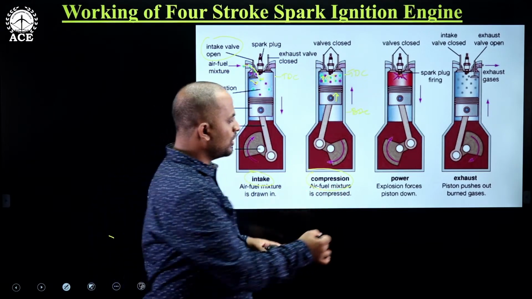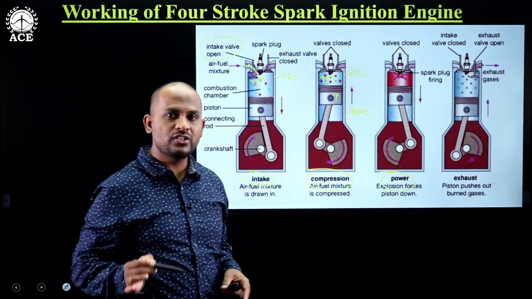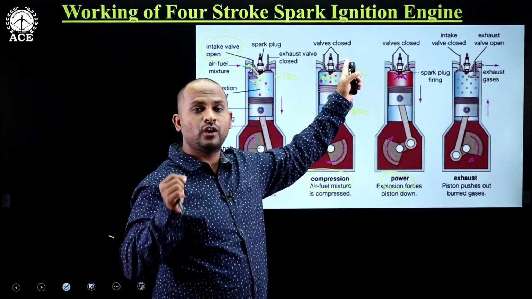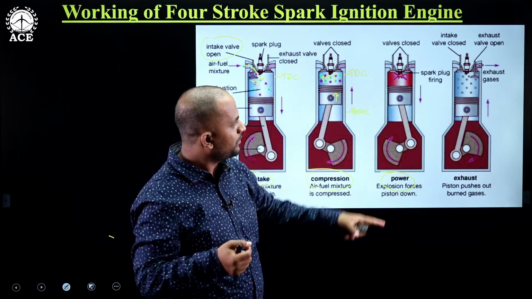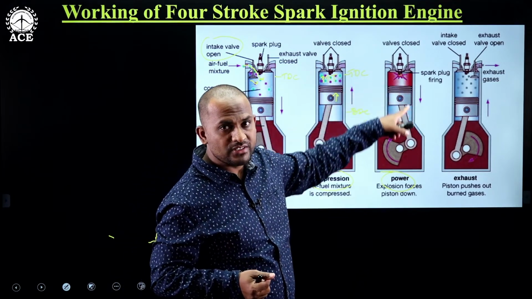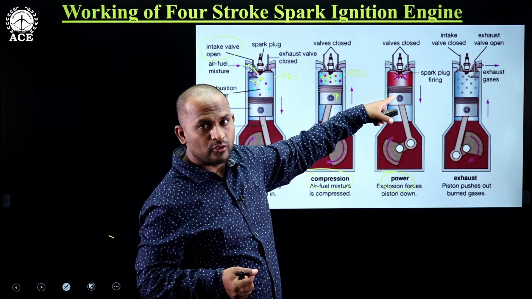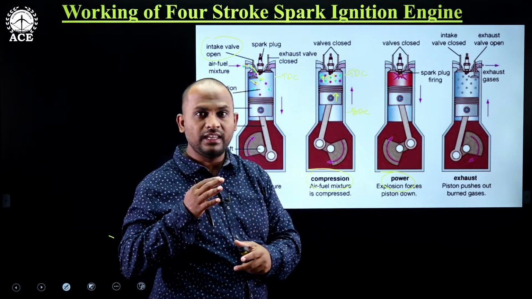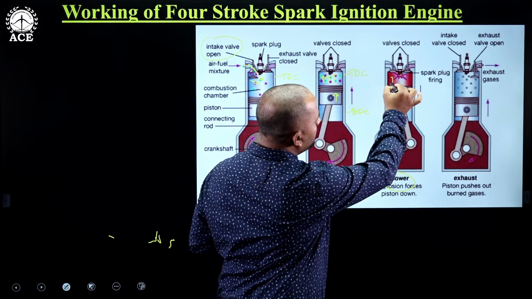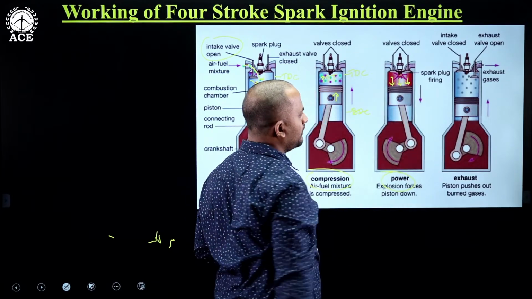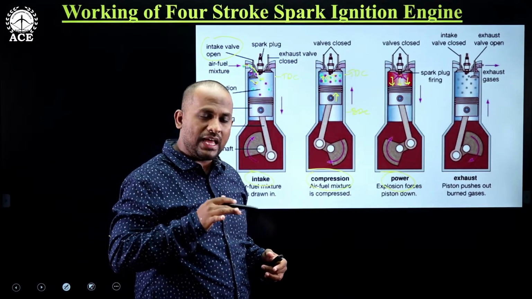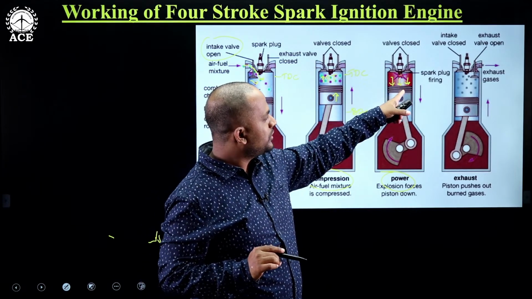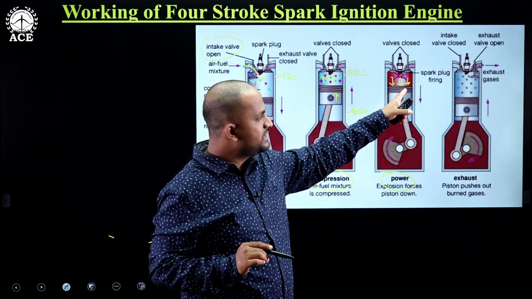Now the next process is called the power stroke or expansion process. Already the spark is created with the help of a spark plug at the end of compression. Because of that spark, the combustion happens in this expansion or power stroke. The combustion of that charge releases heat energy, and that heat energy creates a force on the piston, which acts as the driving energy for the piston and the IC engine.